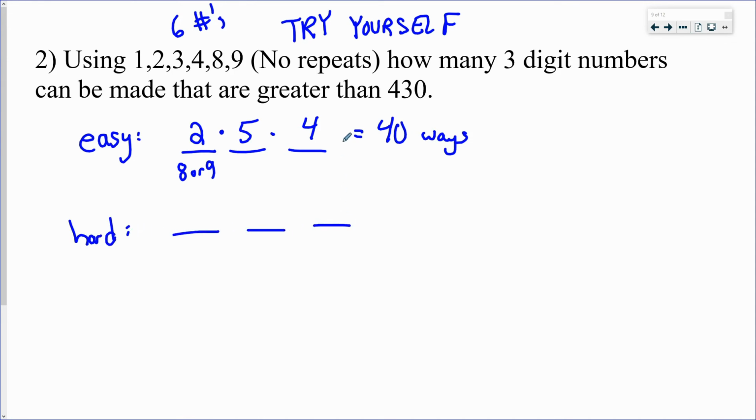Well, the hard mode would obviously be having a 4 here, right? It can't be anything else, so there's only one way for that to happen. And then you have to think about this digit. It has to be greater than 430. Now, I guess the big question is, can you have a 3 here?